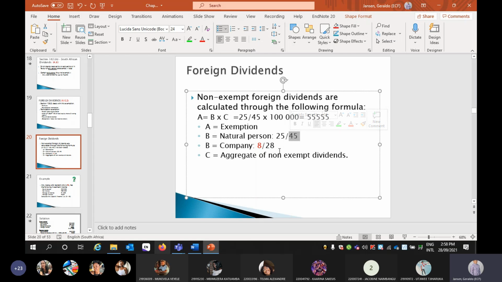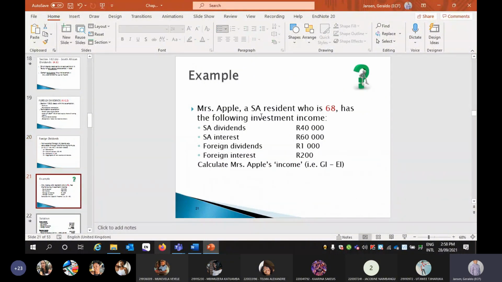Then for companies, 8 is the minimum tax rate for small business enterprises, and 28 is the highest tax rate, the company tax rate currently in South Africa. So if you forget it in the test, quickly turn over your paper to the last page, check the minimum tax rate over the maximum for a natural person. For a company, minimum is 8, 28. And that is it. Guys, quickly this example, then we can end there.